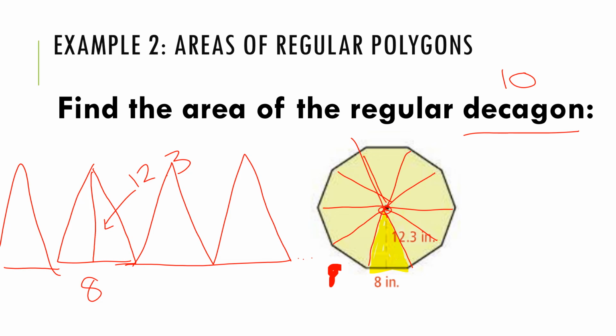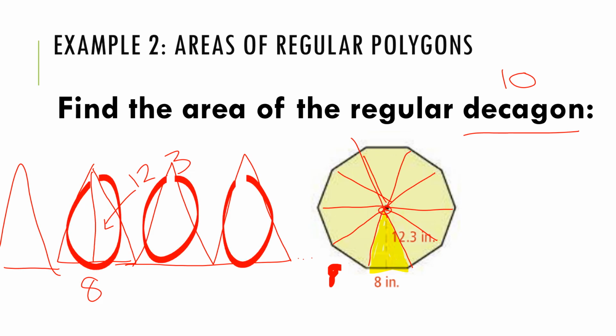So what I'd have to do is base times height, or sorry, 1/2 base times height to find the area of this triangle here, right? Find the area of that triangle, find the area of this triangle, find the area of this triangle, and there's 10 of them, so I multiply them by 10 and so on, right? So it's going to take a while to do that.